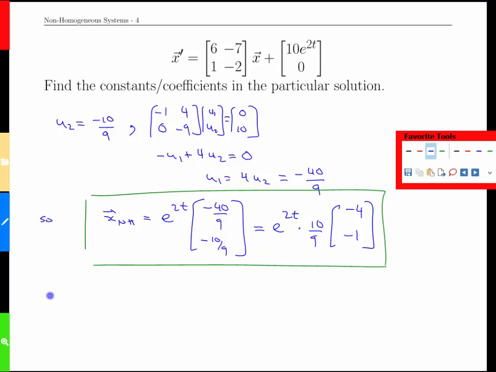The last step would be to find our general solution, and that would simply be what we found for the corresponding equation, that collection of things, plus the part that comes from the non-homogeneous that we just found now, that would go in there.